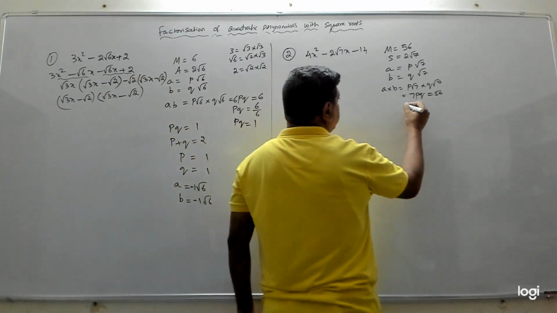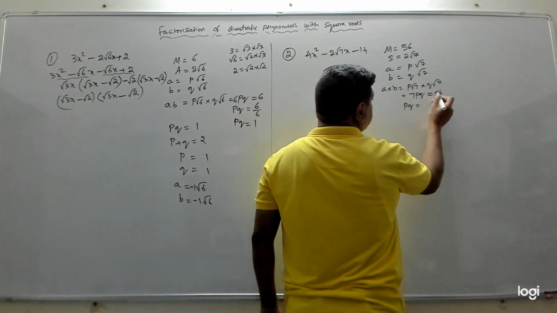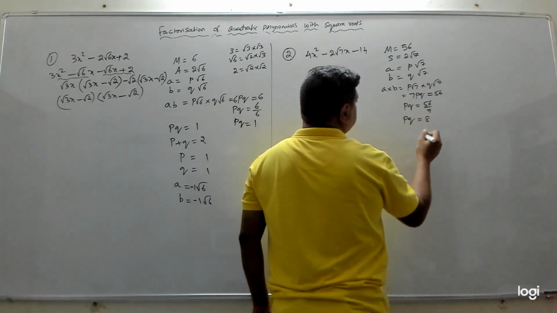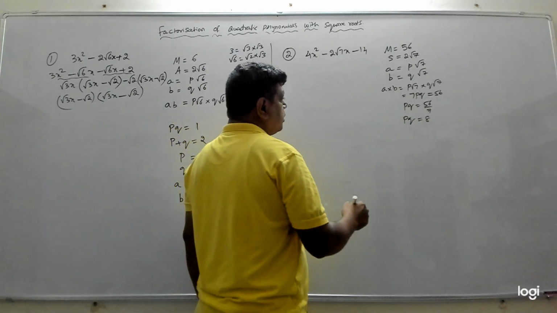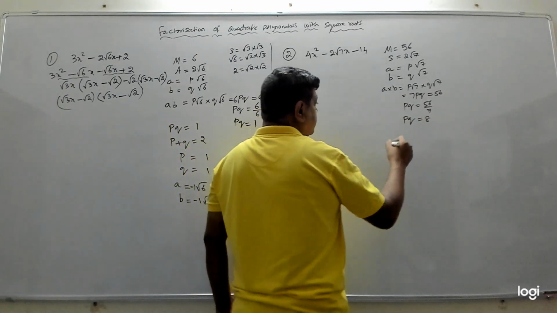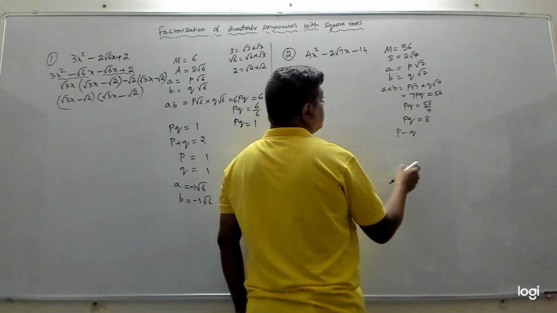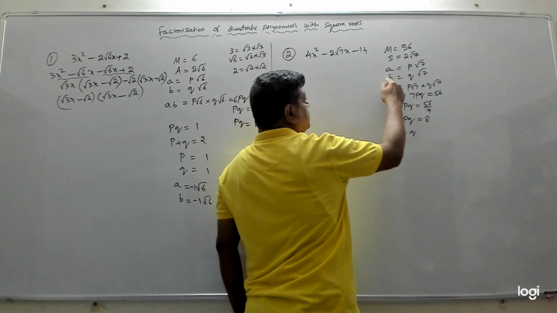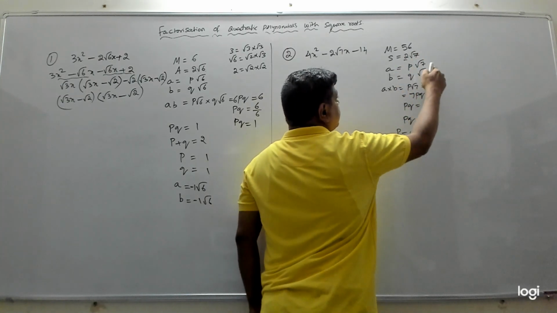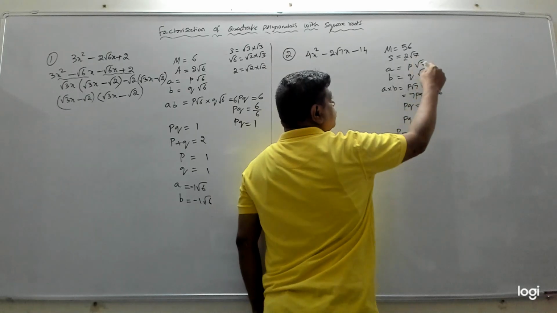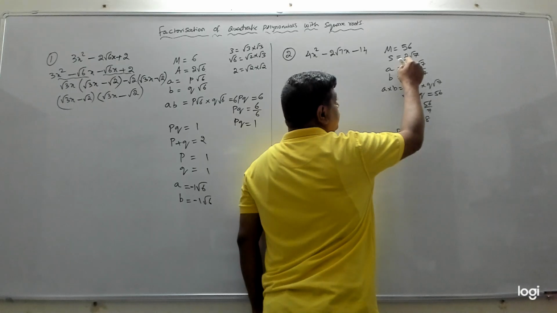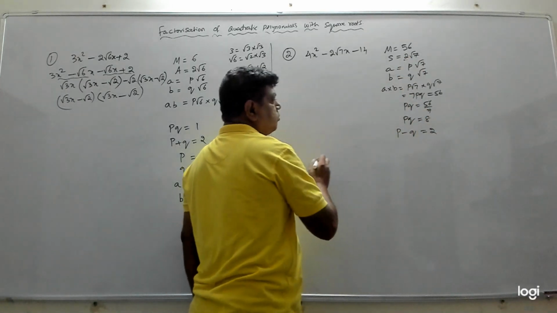So what is PQ? Comparing these two, PQ should be equal to 56 by 7, which means PQ should be 8. So you should find P and Q such that the multiplication of P and Q gives you 8. And same if you subtract, A minus B is P minus Q, you should get 2. The root 7 and root 7 will take care of giving you the root 7. So P minus Q should be 2.